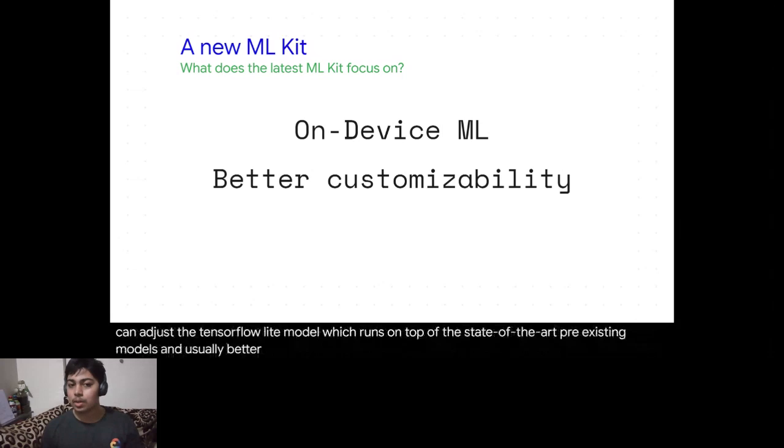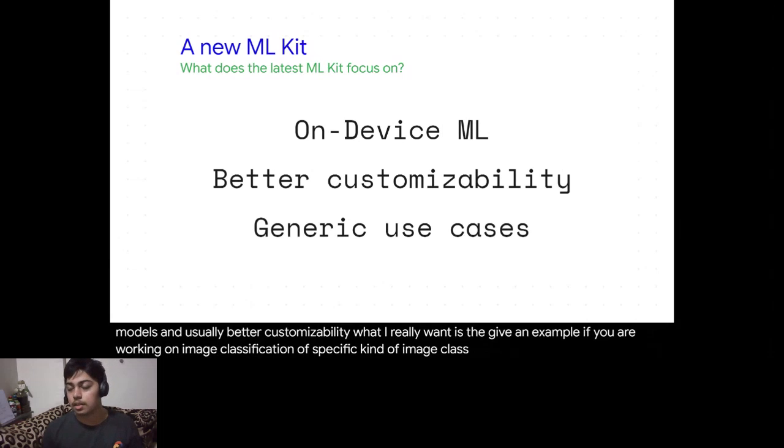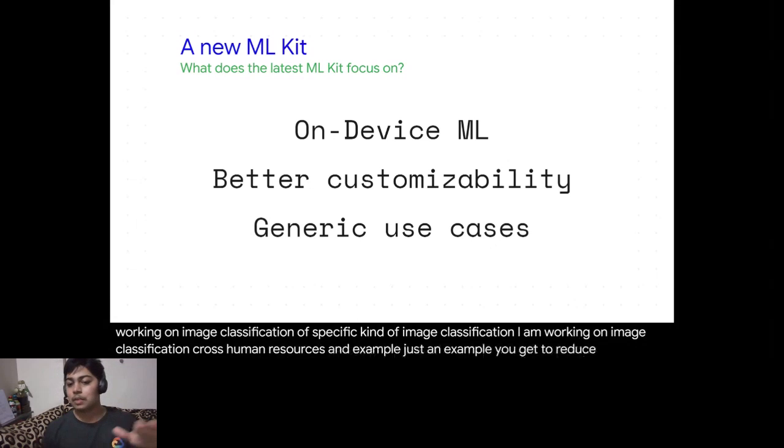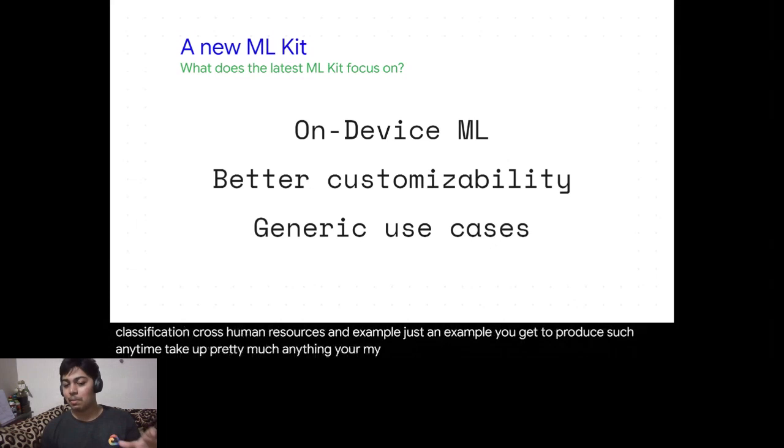What I really want to highlight here is if you're working on some generic kind of use case, let me give you an example. Let's say you're working on humans versus horses. Just an example, you could take up pretty much anything. Machine learning folks here might say, oh, I have heard humans versus horses somewhere. Yeah, it's a famous open source data set, I just reference it here.